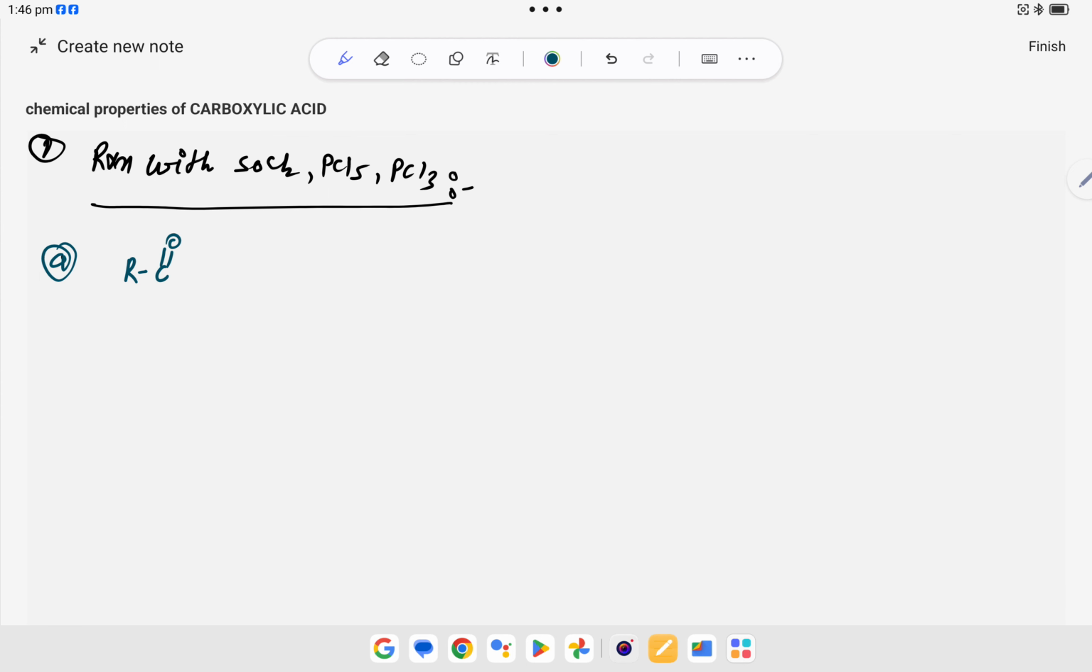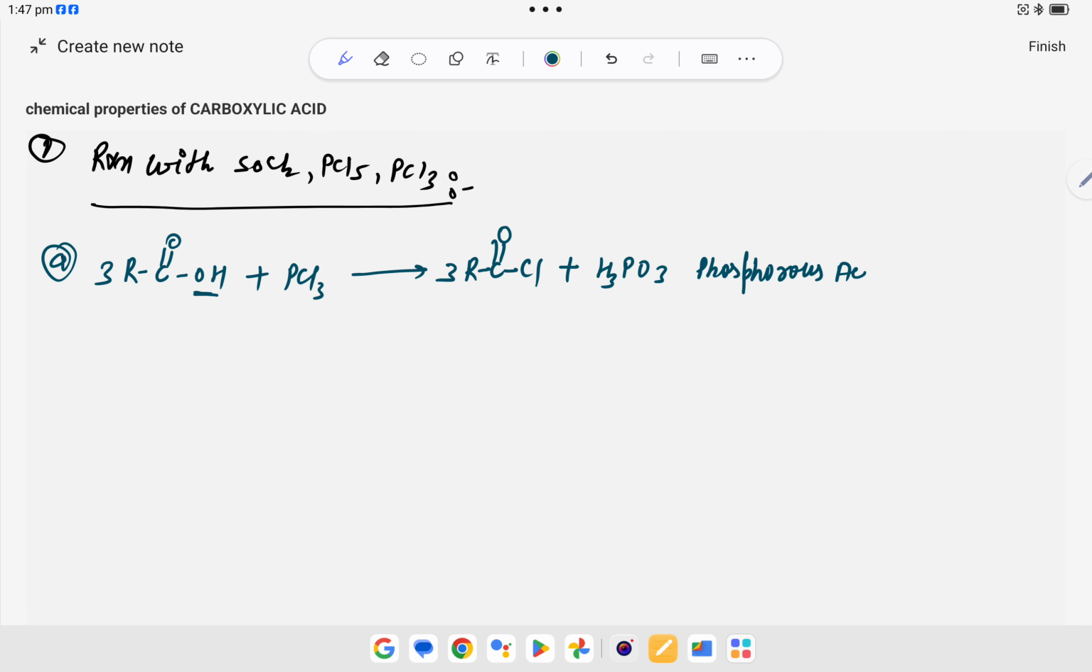RC double bond O, OH and PCl3. In that case, RC double bond O, Cl. OH will be removed and Cl will attach. Three Cl are there, then it is also three, and whatever remains you have to write. So in that case three hydrogens are there, one phosphorus and three oxygen, H3PO3, phosphorous acid. So it is our phosphorous acid, that is the byproduct.